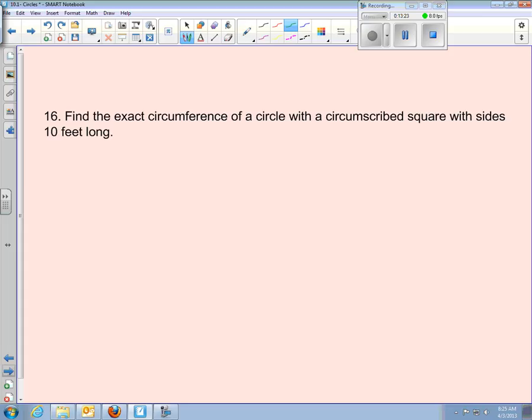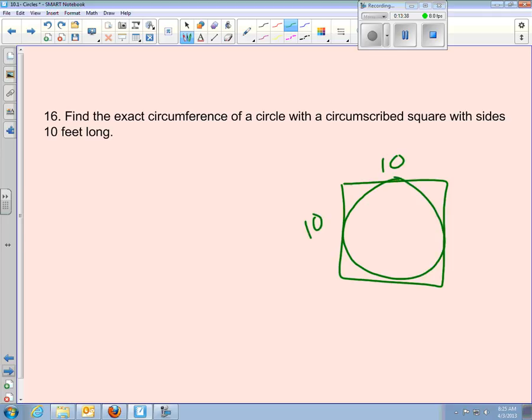And the last one, find the exact circumference of a circle with a circumscribed square with sides 10 feet long. So this means that the square is going to be on the outside and the circle is going to be on the inside. And it's got sides of 10. So you need to find the diameter. Let me draw in a diameter for you. So use that as a hint.